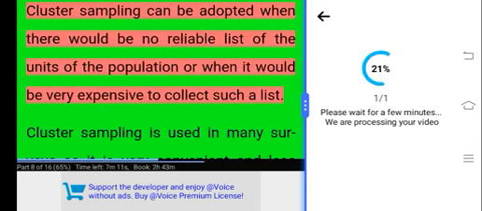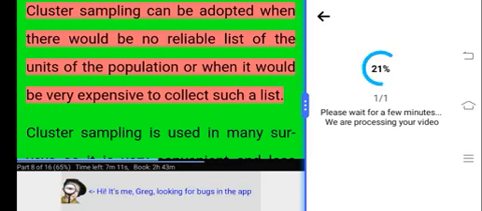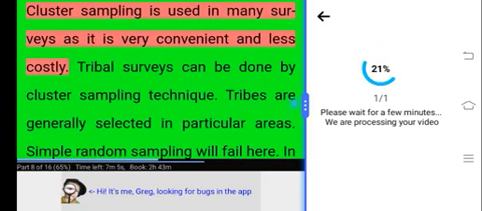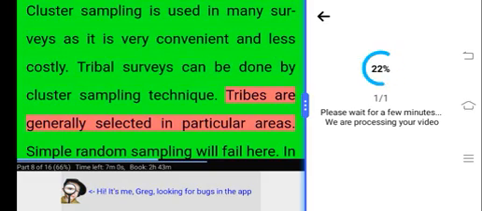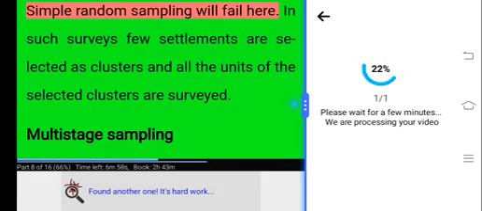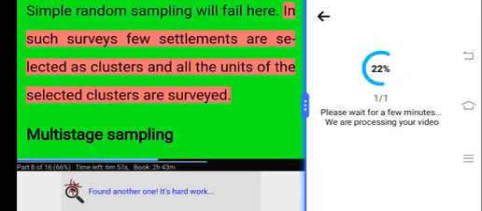Cluster sampling can be adopted when there would be no reliable list of the units of the population or when it would be very expensive to collect such a list. Cluster sampling is used in many surveys as it is very convenient and less costly. Tribal surveys can be done by cluster sampling technique. Tribes are generally selected in particular areas. Simple random sampling will fail here. In such surveys, few settlements are selected as clusters and all the units of the selected clusters are surveyed.